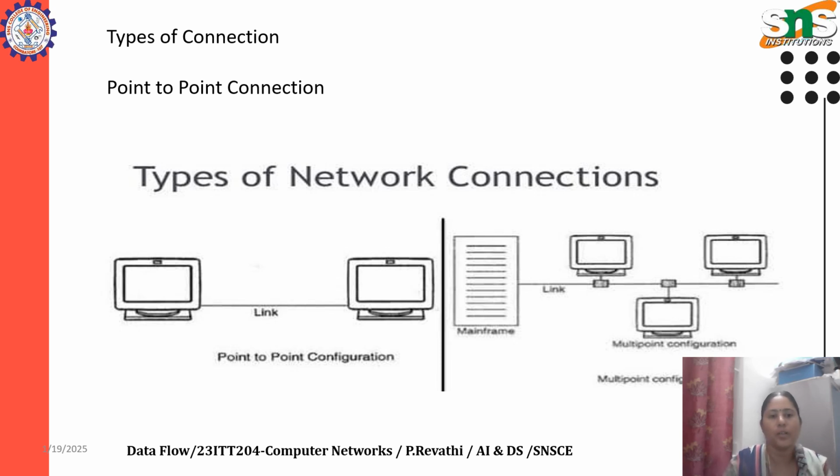A point-to-point connection provides a dedicated link between two devices. The entire capacity of the link is reserved for transmission between those two devices. Most point-to-point connections use an actual length of wire or cable to connect the two ends, but other options such as microwave or satellite links are also possible. Point-to-point network topology is considered to be one of the easiest and most conventional network topologies.